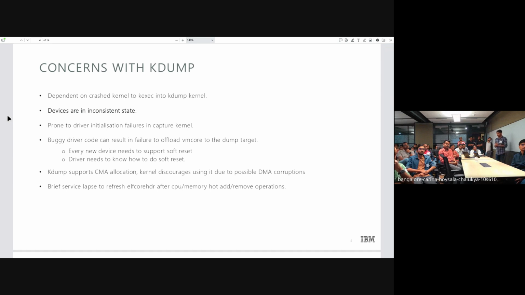Going forward with the inherent issues with the design itself that occur with kdump: as you saw, we are depending on a crashed kernel to kexec to the second kernel, which is supposed to take a vmcore dump. So this inherently doesn't feel very reliable. You are trusting a panicked, crashed kernel, where any subsystem could have issues, and we are trusting it to boot us into a new kernel. Any issues can occur during this transition. So that is one major issue with the design.